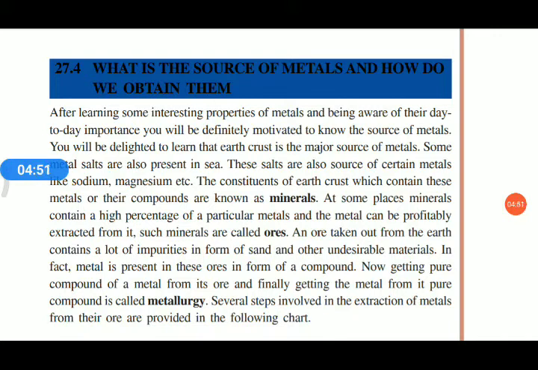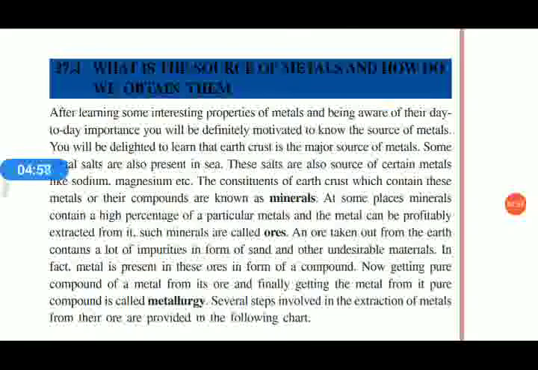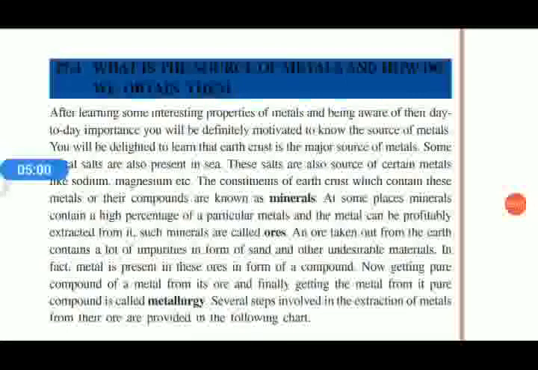The constituents of the earth's crust which contain these metals or their compounds are known as minerals. At some places, a mineral contains a high percentage of a particular metal and the metal can be profitably extracted from it. Such minerals are called ores. For example, seawater is an ore. We can simply extract sodium metal from seawater.